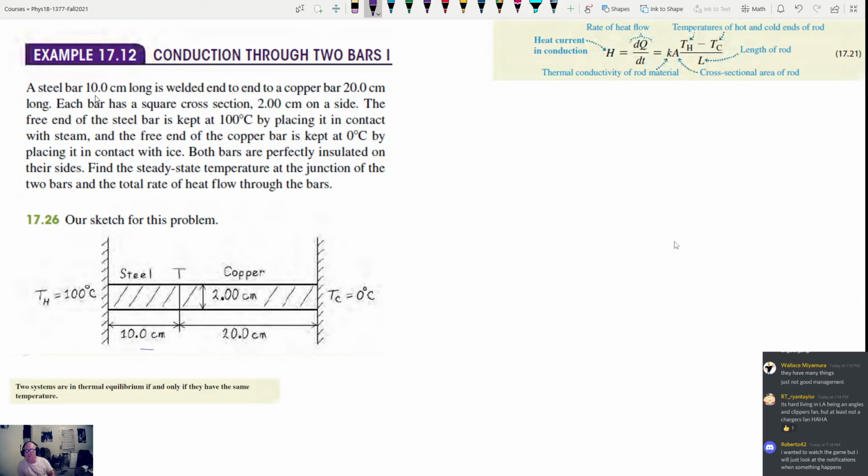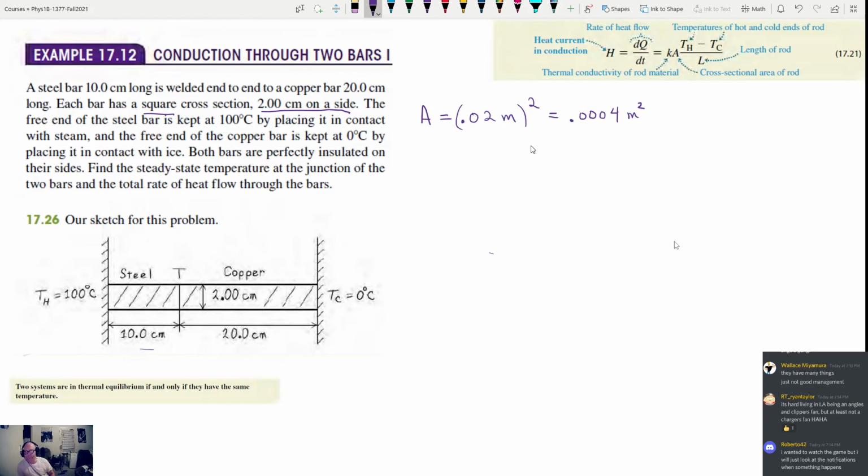Let's read it. Steel bar, 10 centimeters long, is welded end to end to a copper bar. Each bar has a square cross-section, so it's a square, 2 centimeters on a side. That means the area is going to be what? The area of a square is just the square of the sides. So this would be 0.0004 meters squared. That might sound like a small area, but it's really just 2 centimeters by 2 centimeters. Area is kind of weird, though, because even though it's a tiny number.